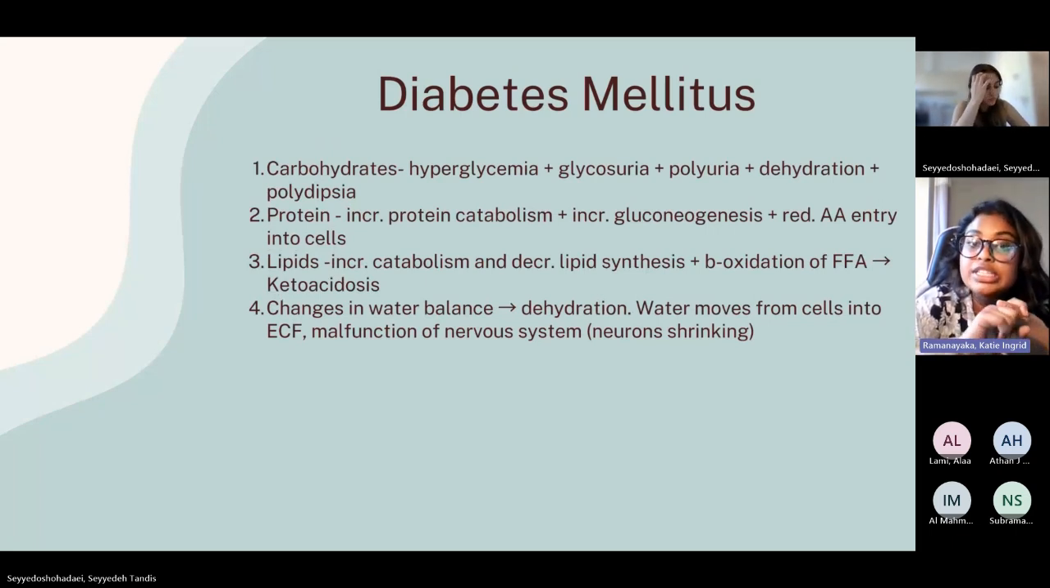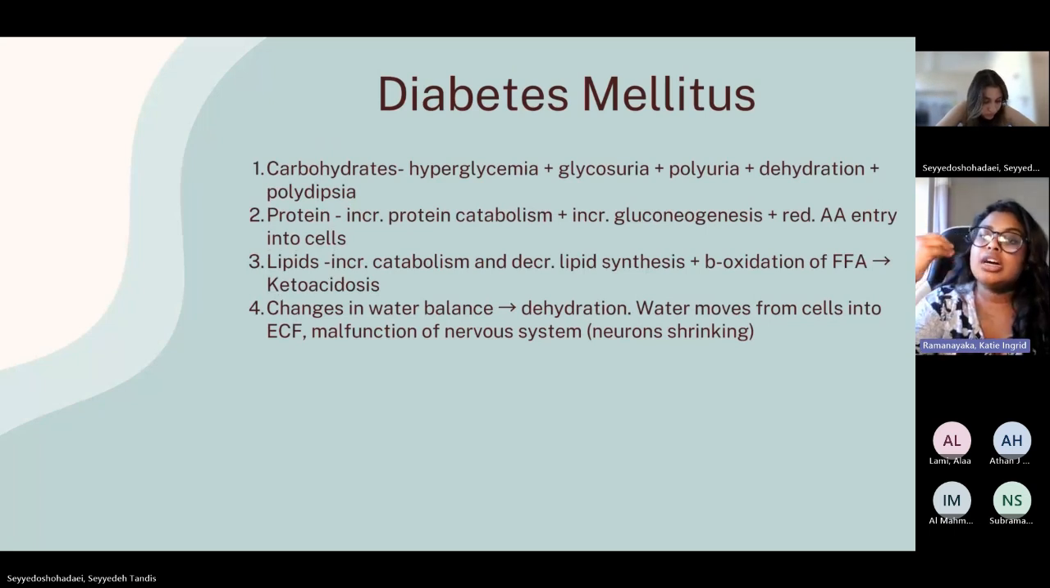First, the carbohydrates. You're going to have hyperglycemia because there's no effective insulin. Glucose is very high in the blood. There's glycosuria because when glucose goes over 10 millimoles per liter, which is your renal threshold for glucose, the kidney is not able to sufficiently reabsorb glucose because it's way too high. So glucose leaves the body through urine.